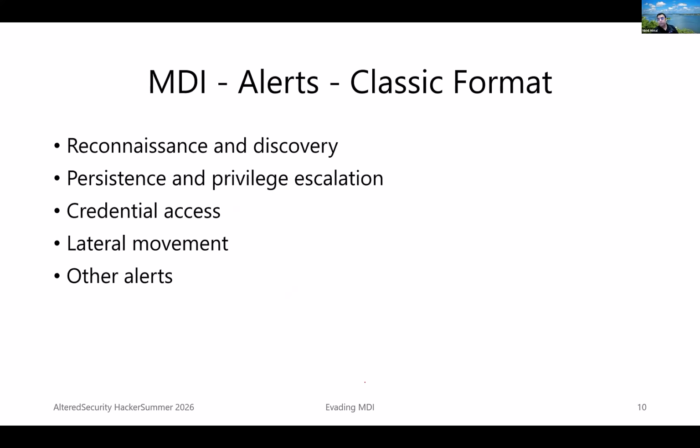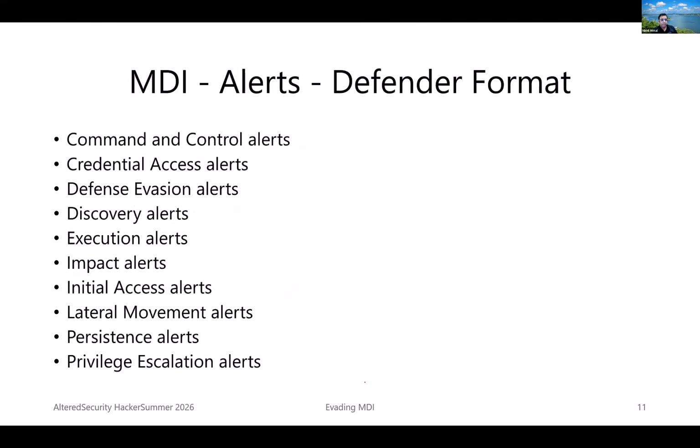So what is the classic format? Five categories: recon and discovery, the enumeration part mostly, persistence and privilege escalation, credential access, lateral movement, and anything miscellaneous, called other alerts. In the Defender format, there are multiple categories. This format covers not only sensors on the domain controller, that is ADDS, it also covers ADCS, ADFS, and Entra Connect. That is why you would have even initial access alerts.